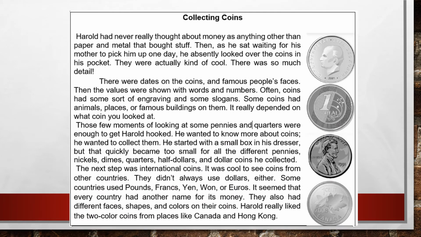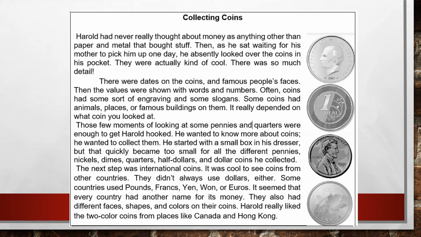Collecting Coins. Harold had never really thought about money as anything other than paper and metal that bought stuff. Then, as he sat waiting for his mother to pick him up one day, he absently looked over the coins in his pocket. They were actually kind of cool. There was so much detail. There were dates on the coins and famous people's faces.